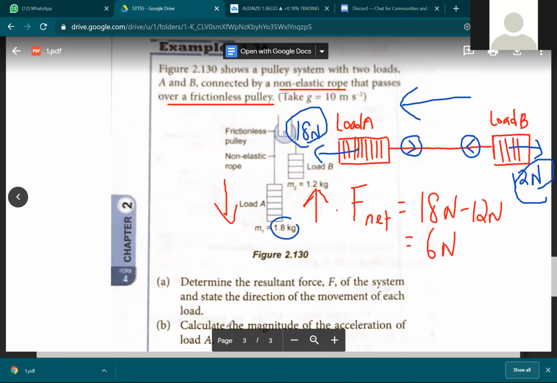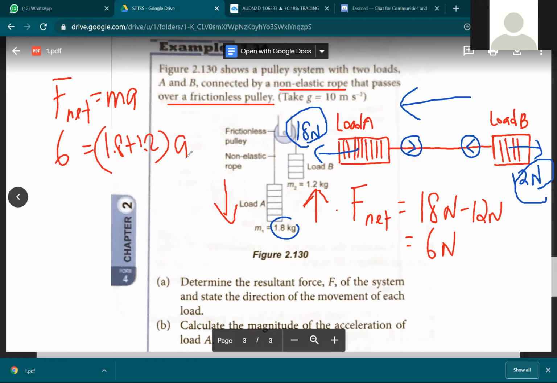Answer. B, calculate the magnitude of the acceleration of the load. So you got the resultant force, then you use F equals to MA. I write it on the left. F net equals to MA. So net force is 6N equals to, the mass again is the total mass, because now you are considering the whole system. It's the total mass. So 1.8 plus 1.2 and then A.